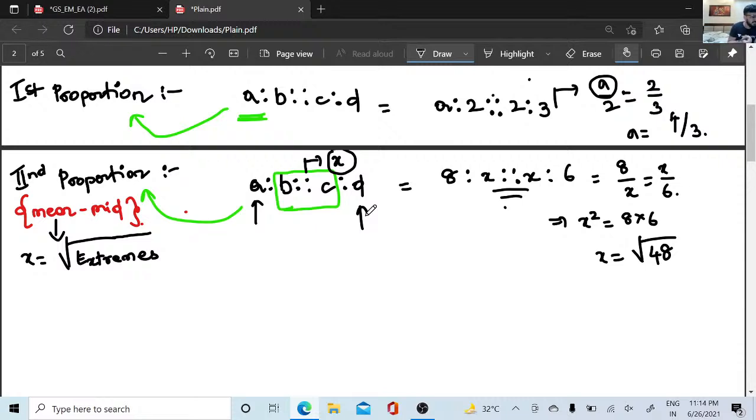So if I ask you a question, what is the mid proportion of 16 and 64? Can anyone tell me in the comments?